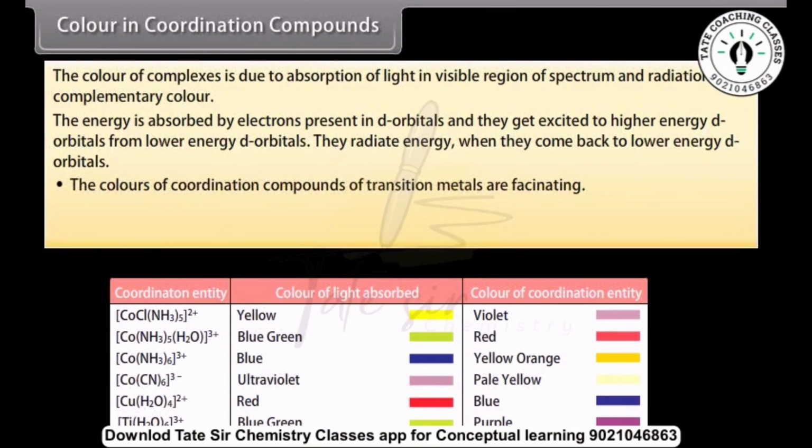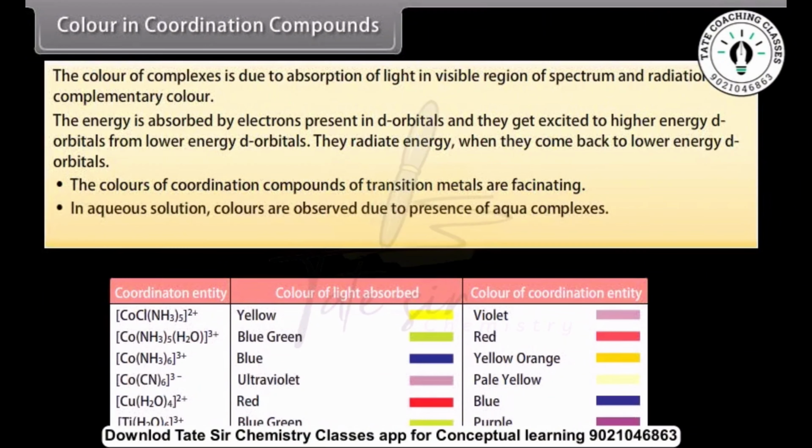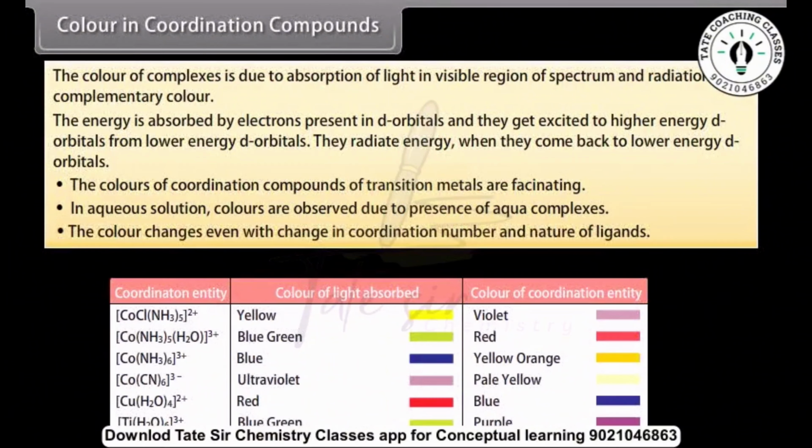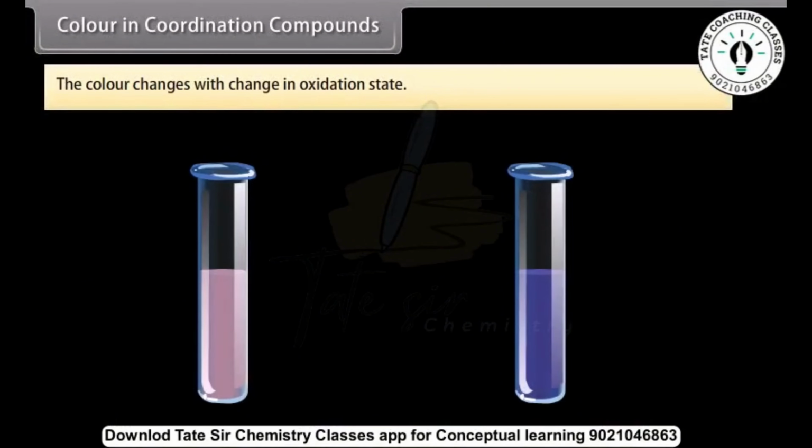They radiate energy when they come back to lower energy d orbitals. The colors of coordination compounds of transition metals are fascinating. In aqueous solution, colors are observed due to the presence of aqua complexes. The color changes even with a change in coordination number and nature of ligands. The color also changes with a change in oxidation state.